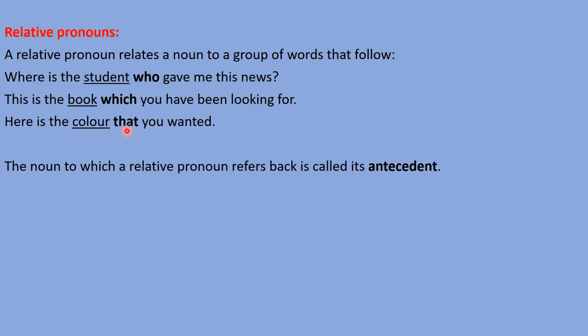The noun to which a relative pronoun refers back is called its antecedent. This thing I have told you, like which is the back noun, about which that word has been used there, that is called the antecedent. So that word has been used here for color, which word has been used here for book, and who word has been used here for the student. So these are the antecedents of these pronouns, right?